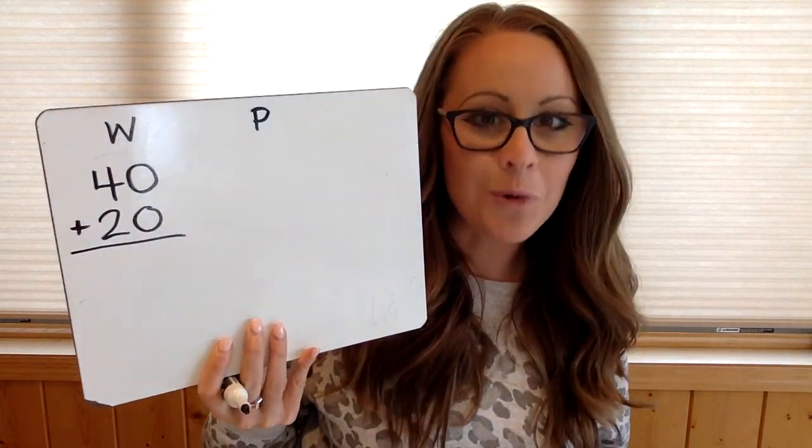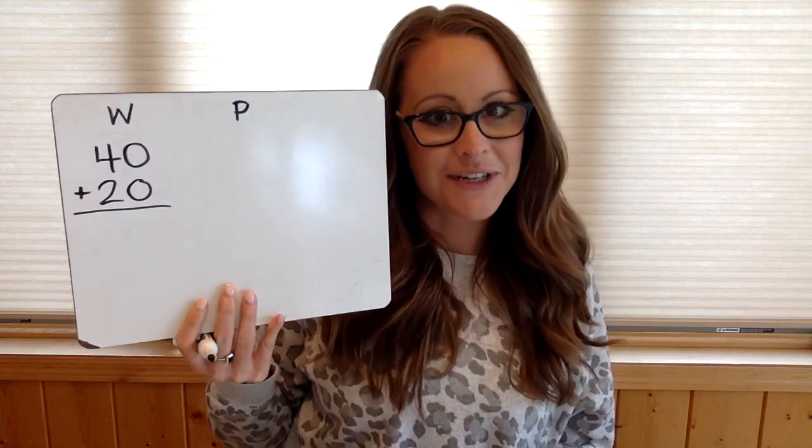Okay, now that's all the money that we know about for her wallet. So we're going to add that up, okay? So under her wallet, it should be 40 plus 20. What is 40 plus 20? 60, right?